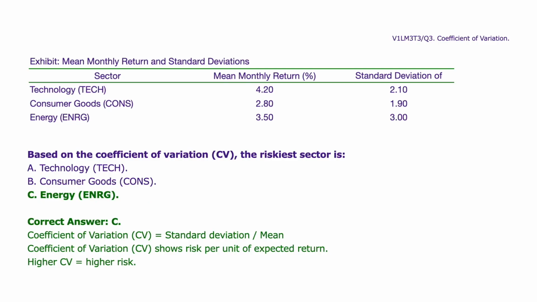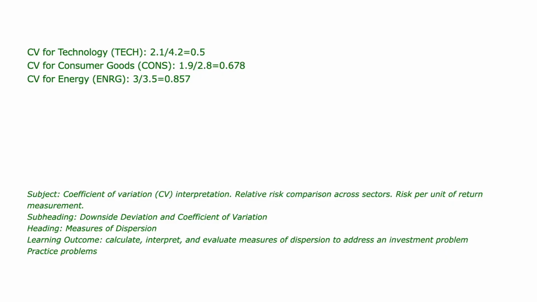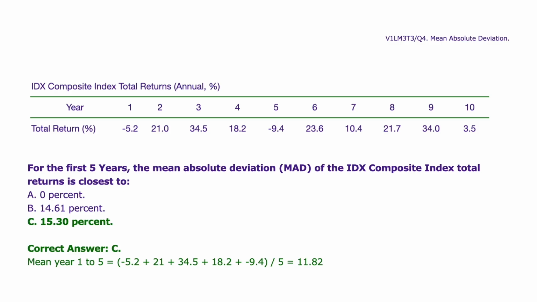Coefficient of variation, or CV, equals standard deviation divided by mean return. Higher coefficient of variation means riskier. Mean absolute deviation, or MAD, is a measure of average dispersion using absolute deviations, not squared, from the mean.